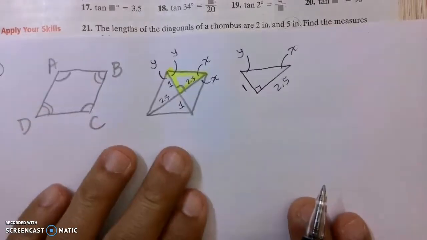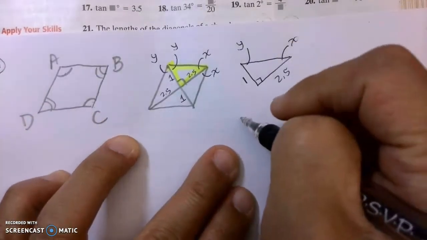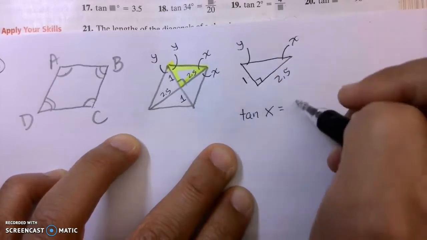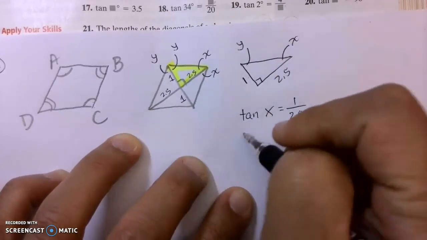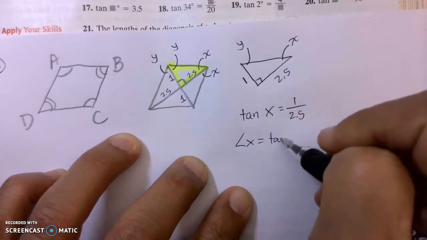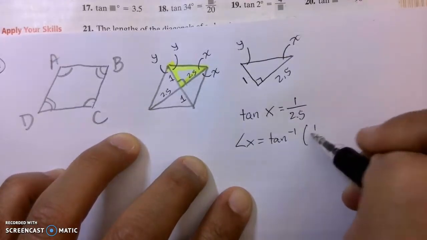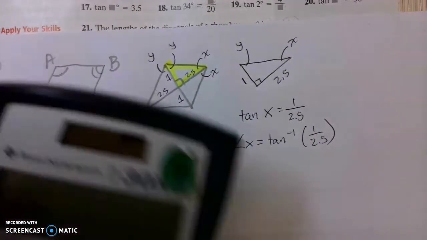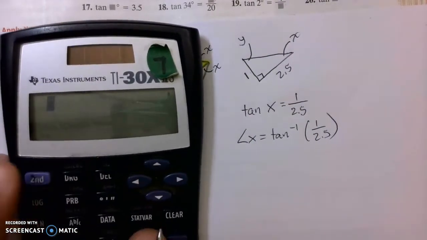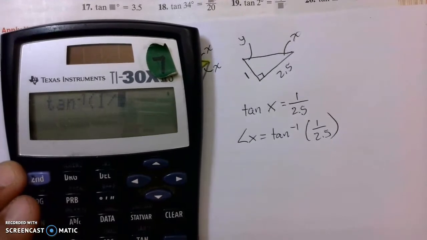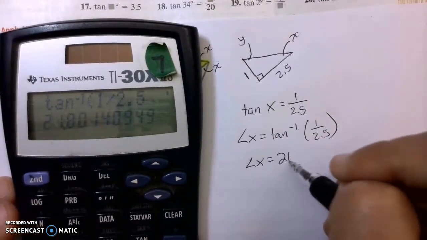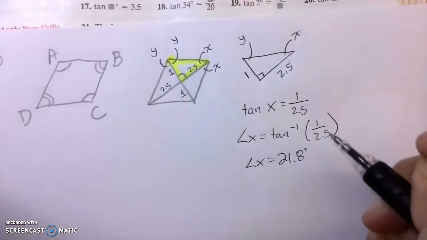We've got to figure out what angle x is. We're going to say tangent of angle x means opposite 1 over adjacent 2.5. Of course, we're going to use the calculator here in a second. We're going to do inverse tangent because that's an unknown angle. And so let me get a calculator here. Inverse tangent, 1 divided by 2.5. What do we get here? This angle x is 21.8 degrees.